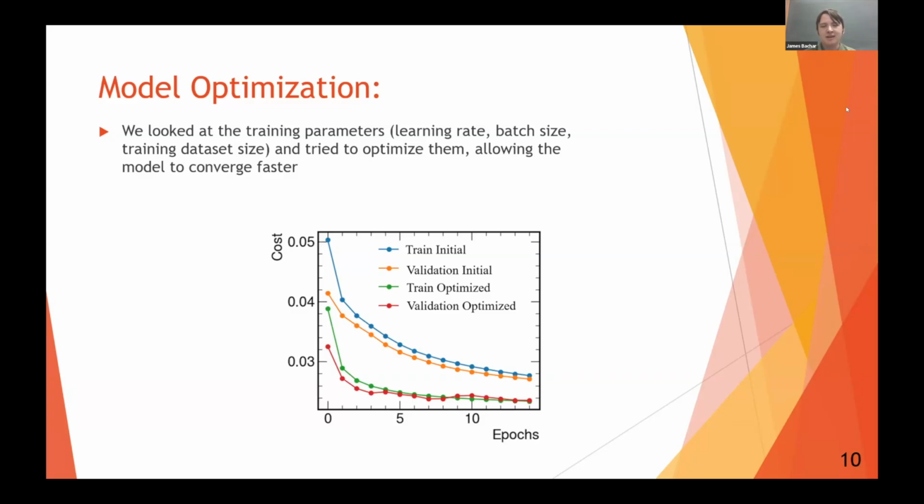By changing the batch size and the learning rate along with turning on the smaller data set, we were able to conduct shorter tests and also get the model to converge faster. This plot here is the loss plot, and as you can see, the optimized parameters result in convergence much faster than the original ones. So that helped us both train the model faster and perform the subsequent tests.